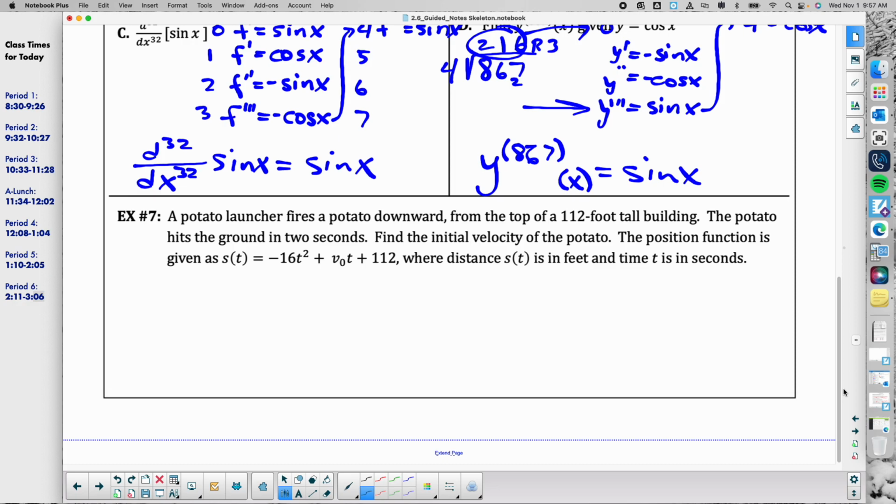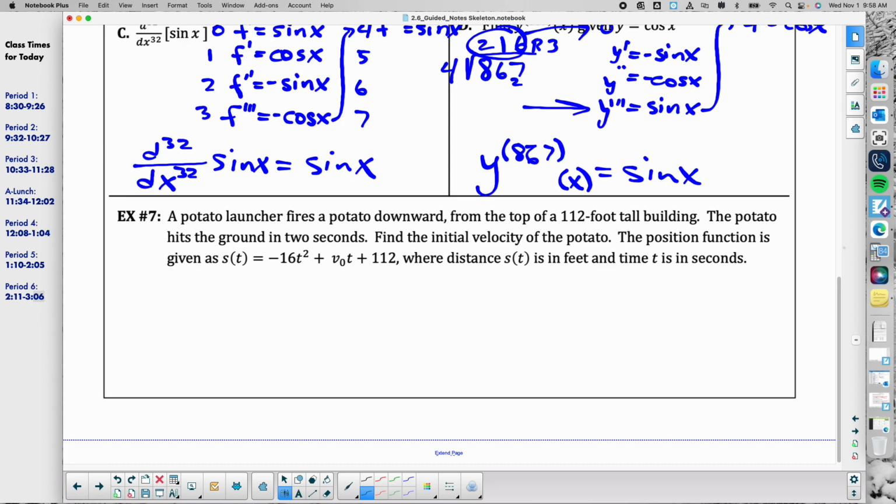Potato launcher fires a potato downward from the top of a 112-foot tall building. The potato hits the ground in 2 seconds. Find the initial velocity of the potato. The position function is given as this. So they give this to you. This tells me that they used negative 32 feet per second squared. Meters is traditionally what you use in physics. We're trying to find V0. So it says where distance S of t is in feet and time t is in seconds.